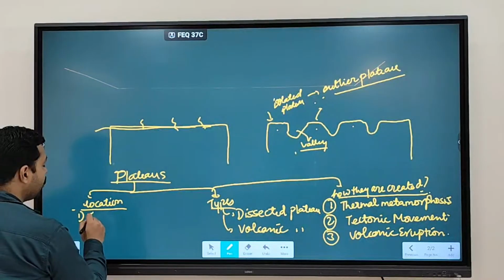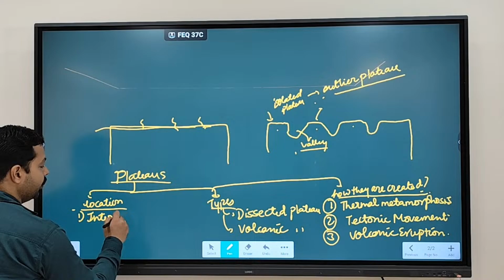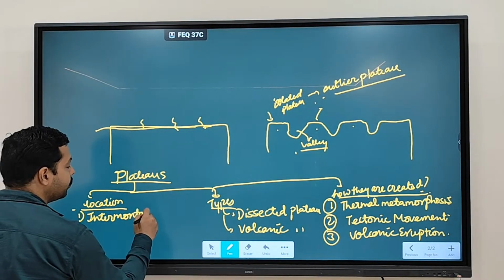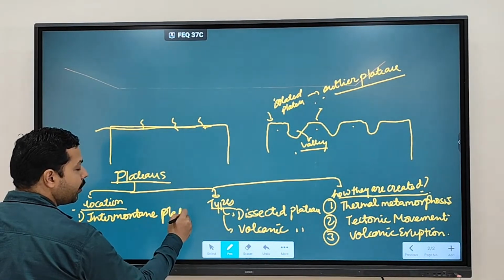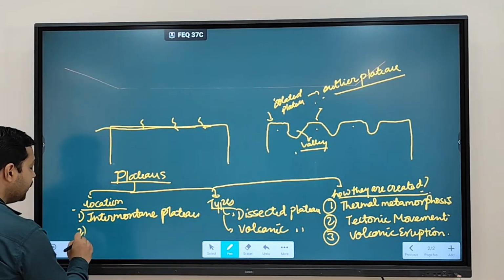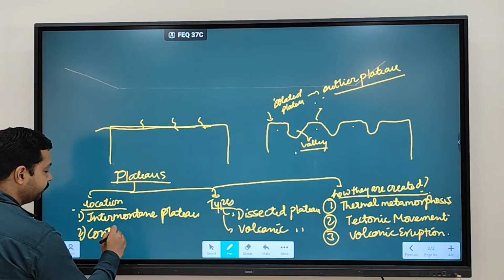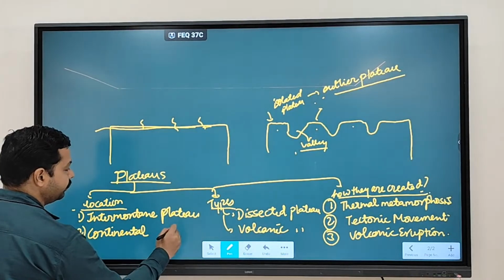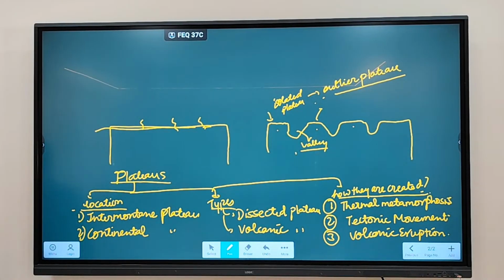Based on location, you can classify them into intermontane plateaus. You can also classify them as continental plateaus. So these are the various classifications of plateaus you have to keep in mind. Fine.